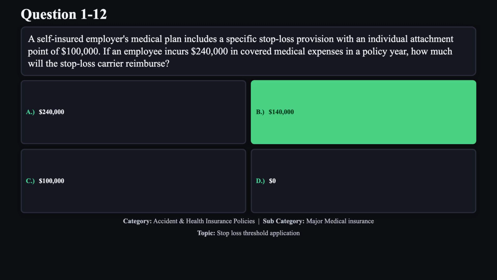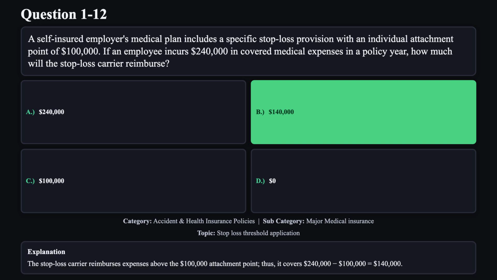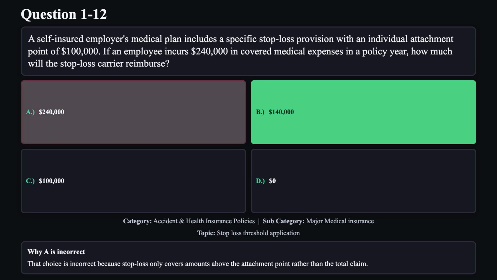The correct answer is B. The stop-loss carrier reimburses expenses above the $100,000 attachment point. Thus, it covers $240,000 minus $100,000 equals $140,000. Reason A is not correct. That choice is incorrect because stop-loss only covers amounts above the attachment point rather than the total claim.